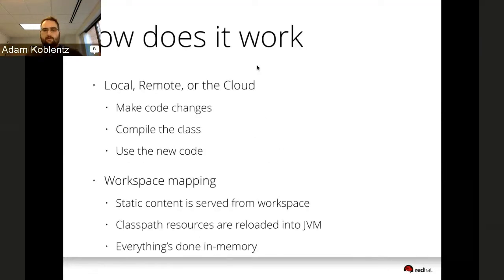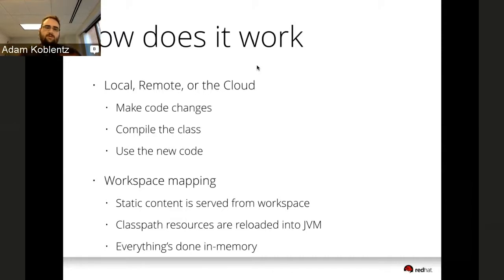Okay, so the question is, how does it work? JRebel works local, which means the app server is installed on the same machine as the IDE, either running in the IDE or from the command line. Remote is when the JVM or the app server is on a different machine than the IDE. And the last one is cloud. OpenShift is what we're going to show you for the cloud offering here.